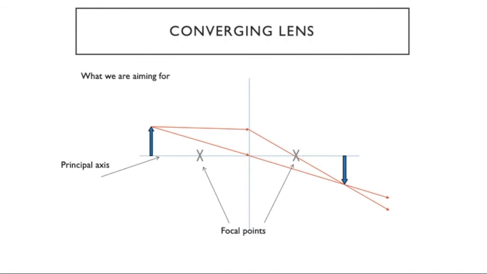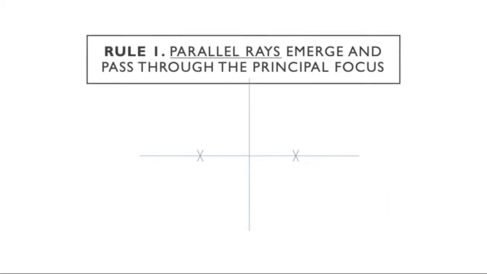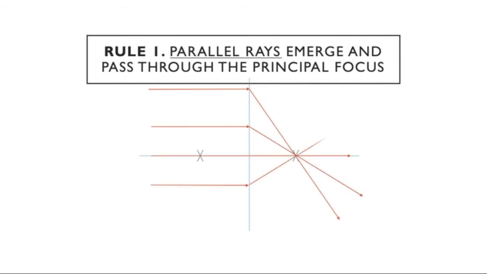This is what a converging lens diagram might look like. This is what we are aiming for, and I'm going to go through the different steps of how we get there. There are some rules that we've got to follow when we're drawing these ray diagrams for lenses. Rule 1: parallel rays emerge and pass through the principal focus. So when parallel rays go through a convex lens, they will all focus at the focal point, like that.